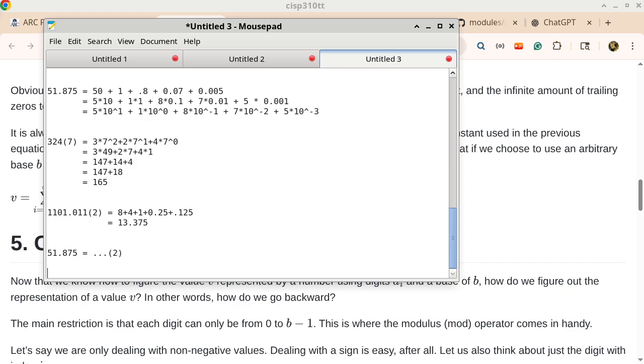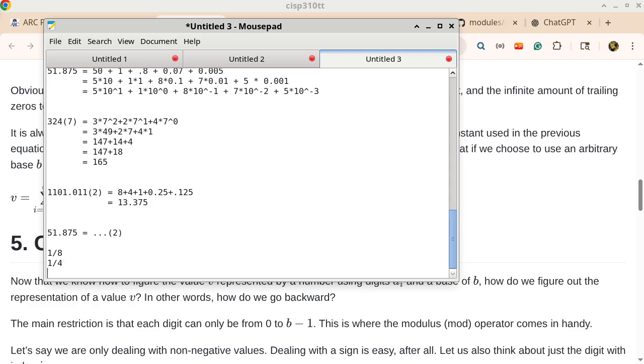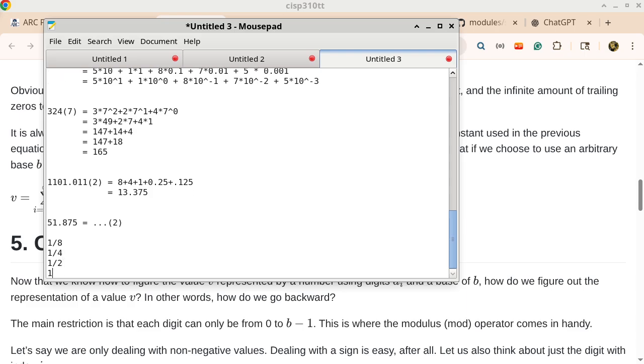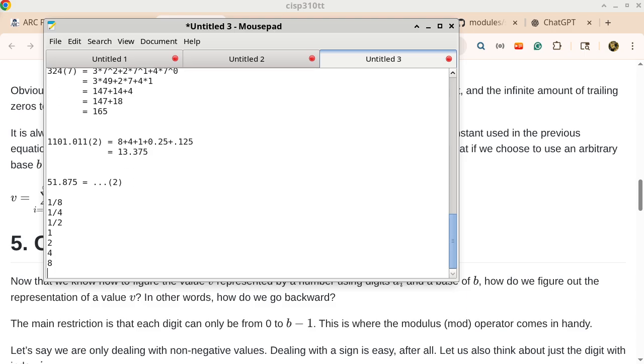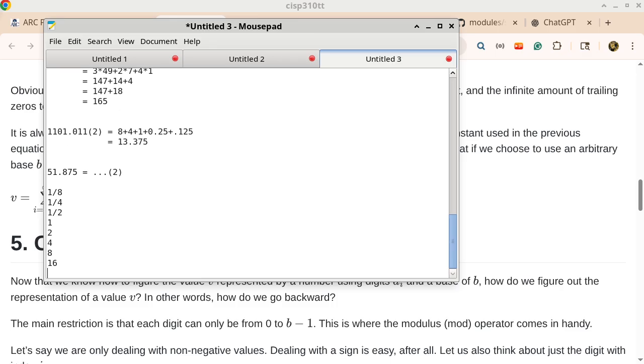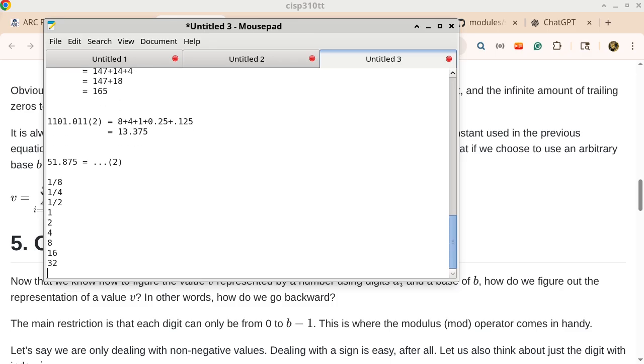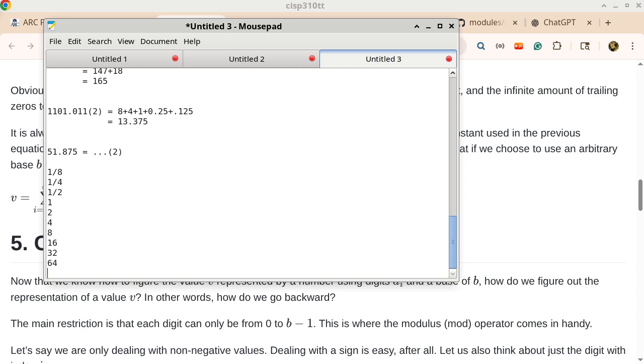Now imagine that you are in my ideal country where the currency is like this. You will have eighth coins, quarter coins, half coins, $1 bills, $2 bills, $4 bills, $8 bills, $16 bills. What do you think is the next one? 32 and then 64. Very good. So those are the denominations in this particular country.